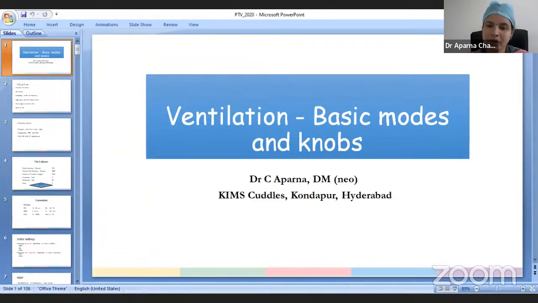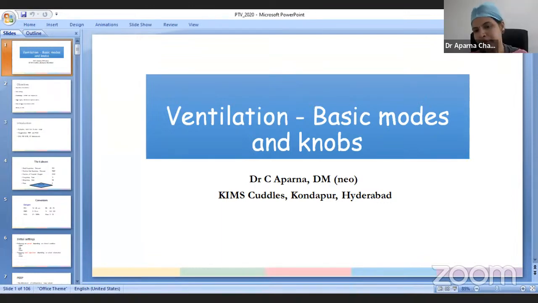Respiratory rate typically will be 20 to 70 breaths per minute. Although usually in a term baby, the respiratory rate that we use is around 40, and in a preterm baby, the respiratory rate that we use is slightly higher at around 60. I-time, typically for a term baby, the I-time that we need would be 0.4 or 0.45, and for a preterm baby, we may prefer to use a shorter I-time, which is 0.35 to 0.4.